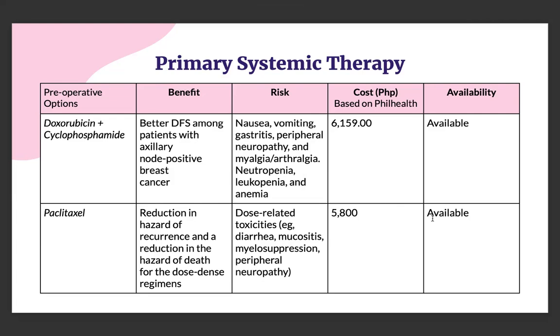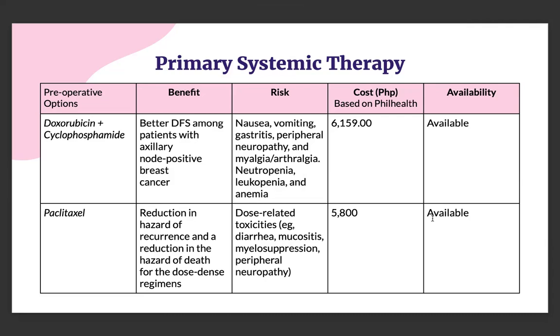So for the options, we have doxorubicin plus cyclophosphamide, and the clinical practice guidelines also show that in randomized clinical trials, they have seen a better disease-free survival among patients with axillary node positive breast cancer. But for the risk of this treatment modality, patients can experience nausea, vomiting, gastritis, peripheral neuropathy, myalgia, arthralgia, and other hematologic side effects.